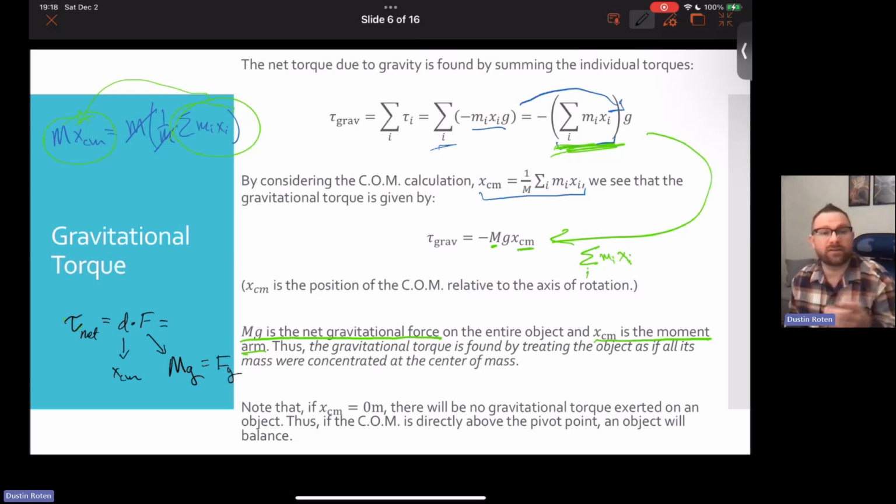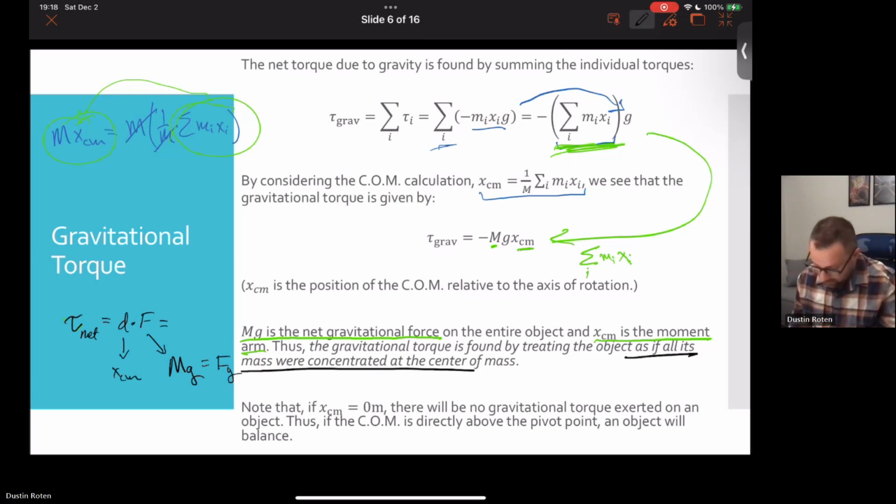So this is a neat little result. It just says you essentially take all the torques, all the gravitational torque, and then you act like all the mass is at the center of mass. So essentially, mathematically, you take all those little particles, smash them together at the center of mass. Yes, at the center of mass, and then the distance from the axle to the center of mass, whatever that is, that's going to be your moment arm.